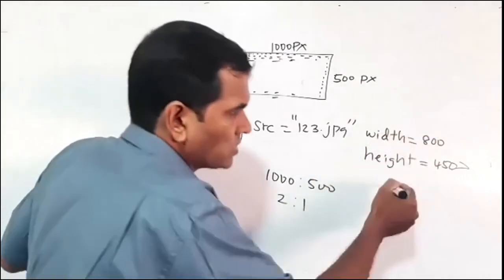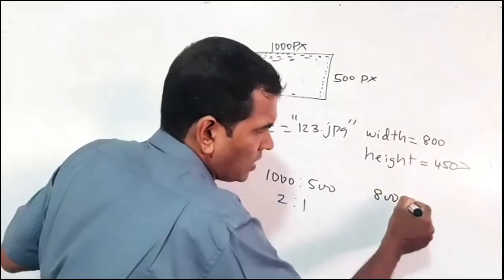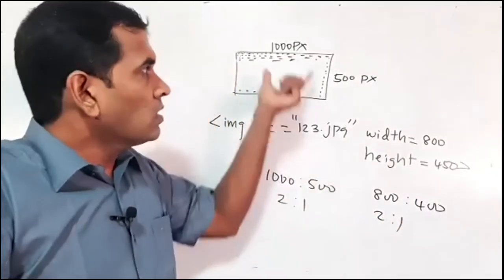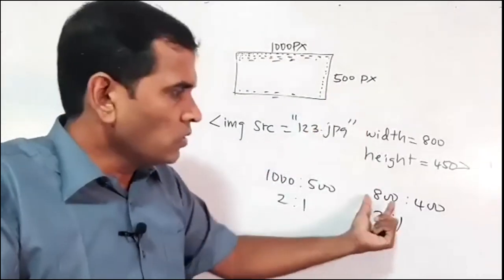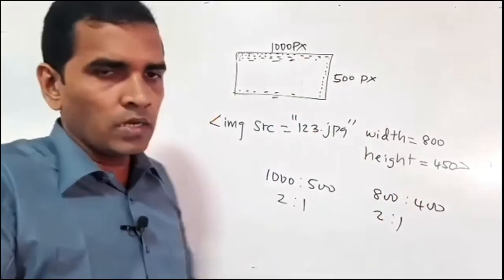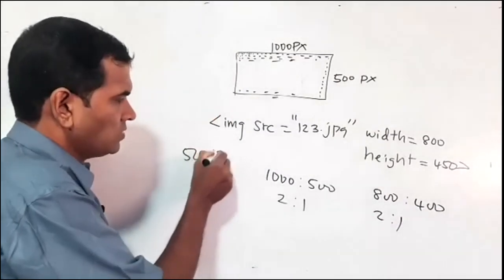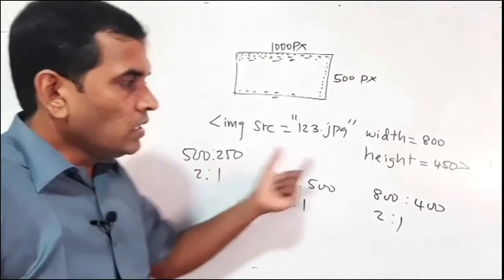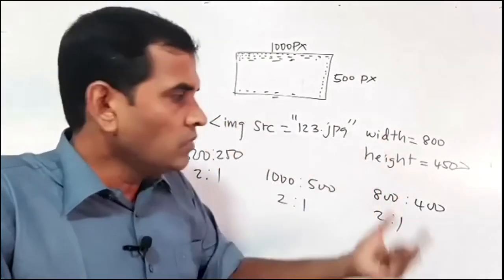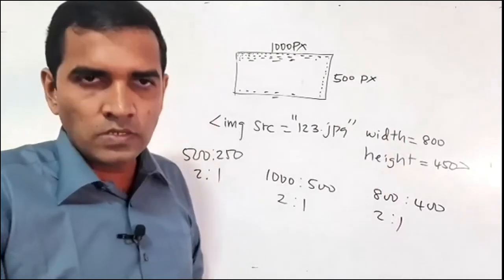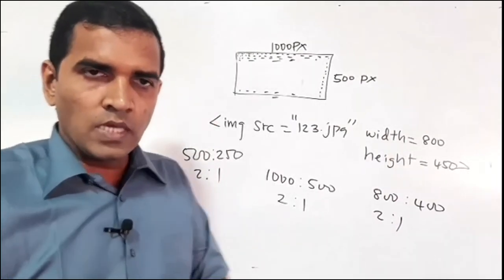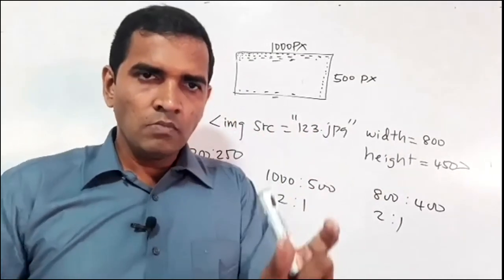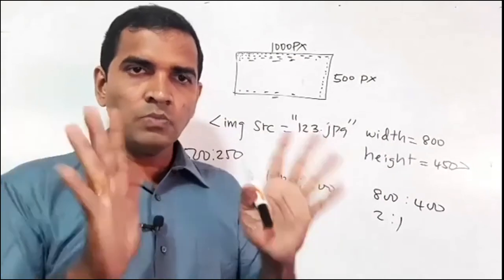If I reduce like 800 to 400, then it's good. It's right. Look at 2:1 again. So if you have 1000 and 500, yes, you can reduce that to 800, 400, or even 500, 250. That is fine. See, 2:1. That's fine. But if you don't keep the ratio, definitely your picture doesn't look good, because sometimes you decrease the width by a little margin, but height by a very big margin. Now the picture is not good.